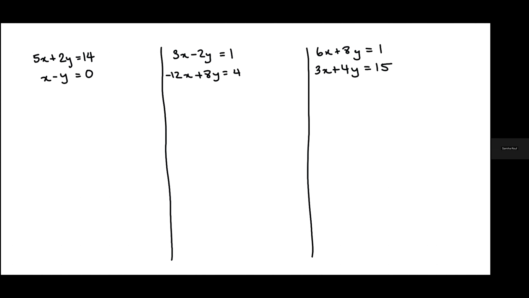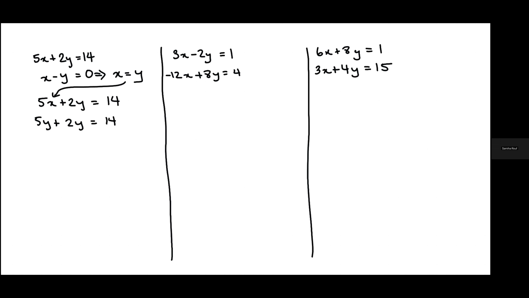So, for example, here, when either one of the variables has a coefficient of 1, substitution might be a better approach. So this is 1x minus y equals 0. What we could do is rewrite this as x equals y, and then we can use this as a substitution. We sub the x as y in the second equation. So we take the 5x plus 2y equals 14, and we make this substitution to get 5y plus 2y equals 14.